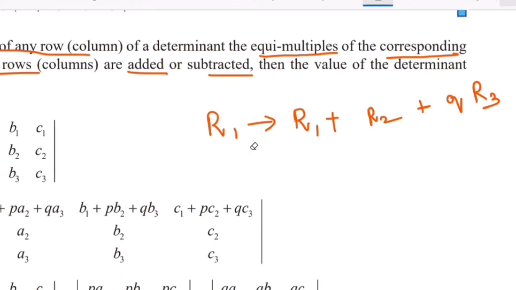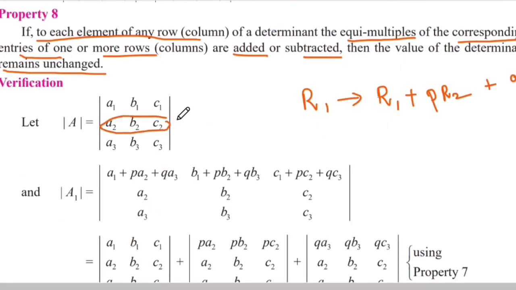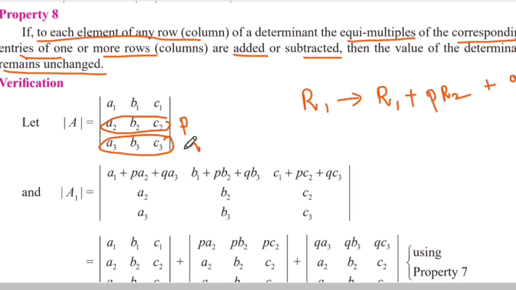To any row, I am taking row 1, you can add with that row 1, you can multiply row 2 with some constant, some scalar. For example, you can multiply by P. With the row 1, you are keeping it as it is. With the row 1, I am going to multiply row 2 by some scalar P and row 3 by a scalar Q, and all these I am going to add with row 1. Then everything we are adding with row 1. The property says the determinant value will not change.